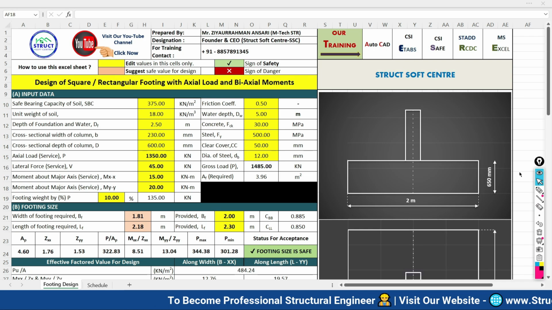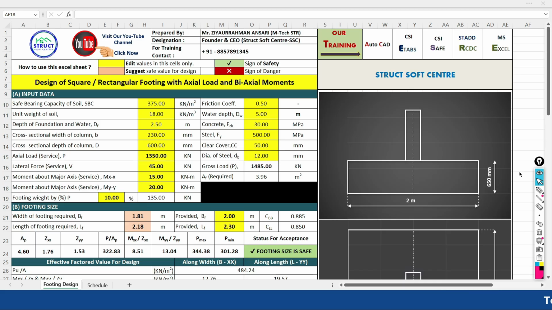So we are going to take the help of this spreadsheet for effectively designing this type of foundation in a short period of time. If you do the design by the manual approach, it will take a hell of a lot of time. So to save time, we are going to take the help of this spreadsheet. And for better understanding of its application, we are going to take the help of one reference problem. So without wasting time, have a look at the problem statement.